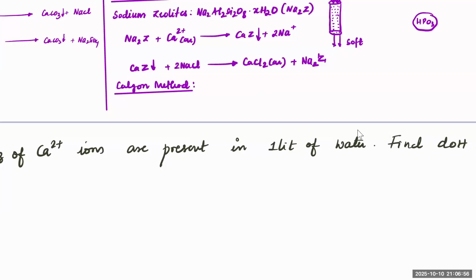It is sodium hexametaphosphate, that is Na4(PO3)6. Hexa, sodium hexametaphosphate. Got it? So its structure is actually like this: Na2 outside, right? And another Na2 inside with phosphate, PO3, 6 times like this. Okay.